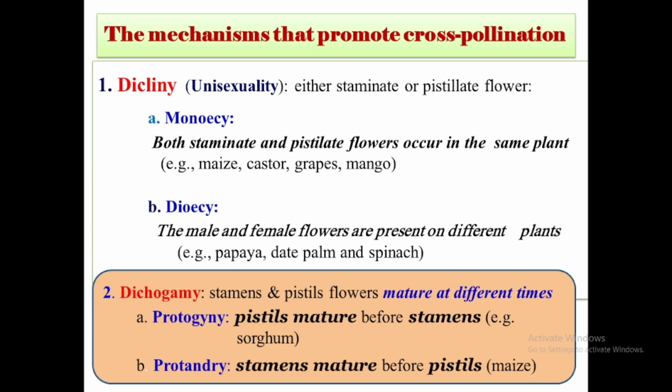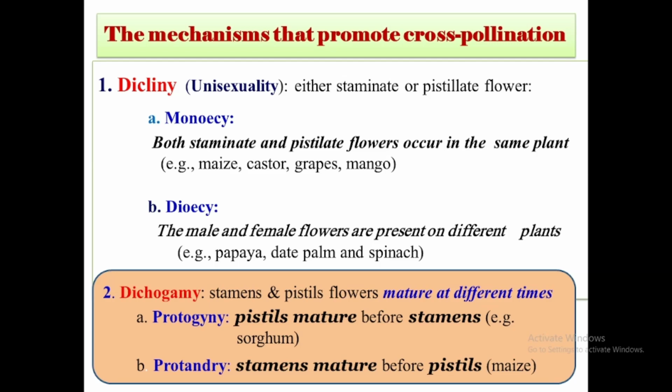2. Dichogamy. The term dichogamy came from the Greek dicho, apart, and gamous, marriage. It refers to maturation of anthers and stigma of the same flowers at different times. Dichogamy promotes cross-pollination even in the hermaphrodite species. Dichogamy is of two types. The first one is protogeny and the second one is protandry.